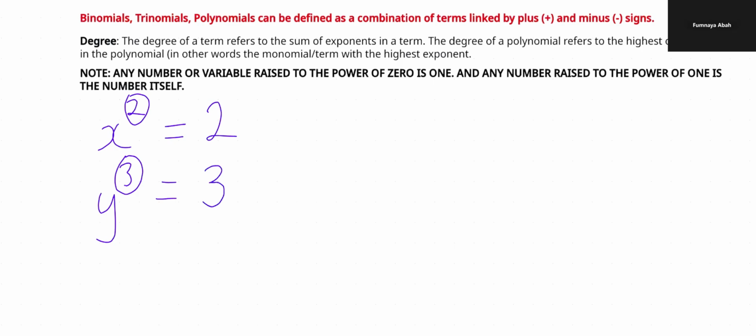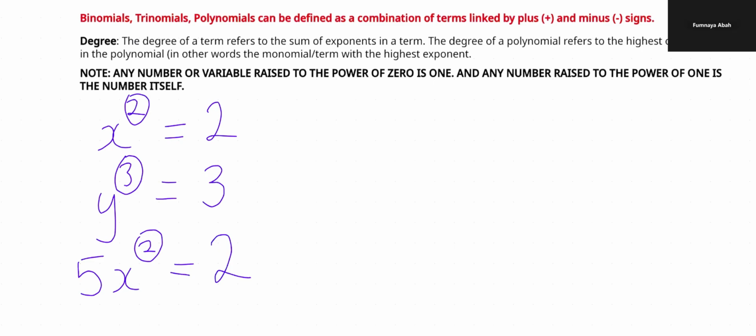5x squared, and we have to find the degree of this term. So x squared, we can see that x is raised to the power of 2, so we know the exponent of x, but what about 5? So 5 is a coefficient of x squared in this case, and usually coefficients don't have degrees, so we can say that the degree of this term is 2.